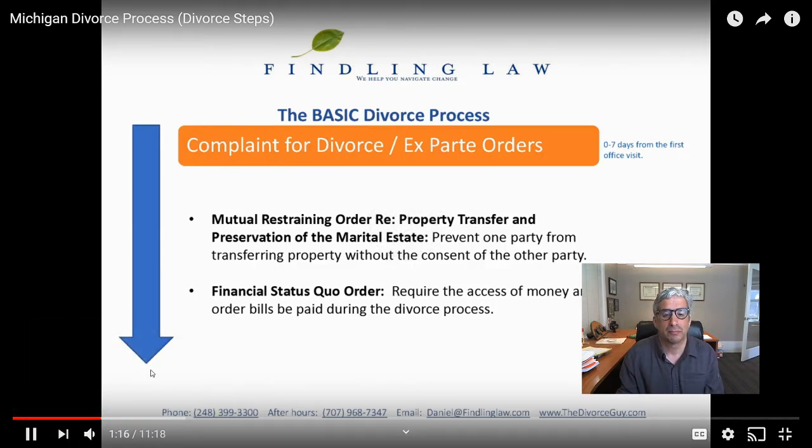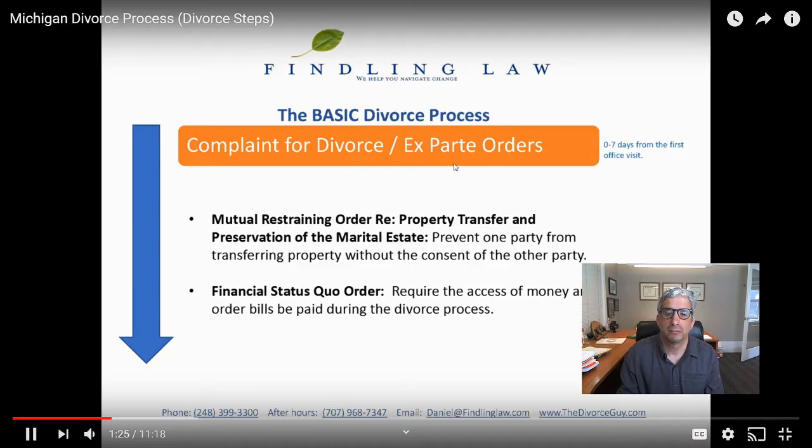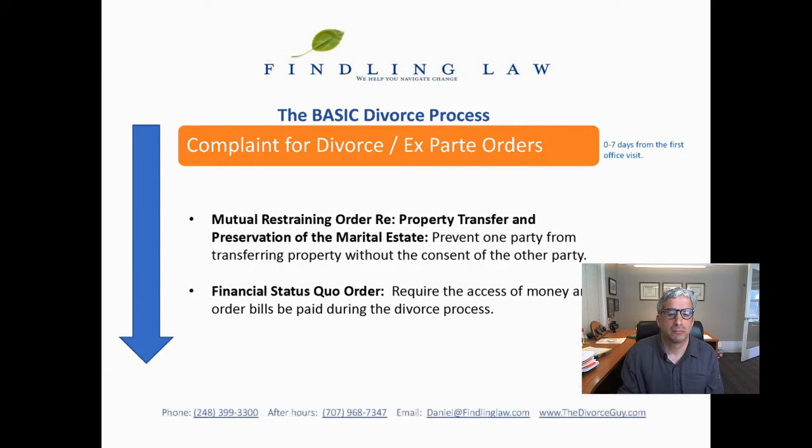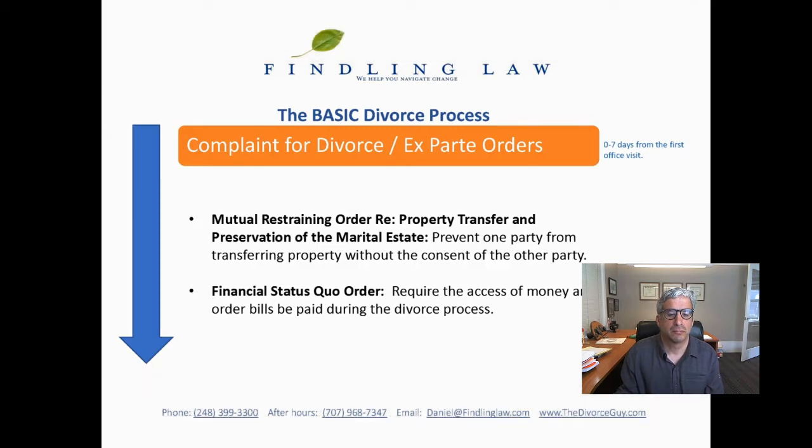Now, in many cases, we enter ex parte orders. Ex parte comes from the Latin, in the absence of the other party. What are these ex parte orders and why do we enter them? Well, the first type of ex parte order is called a mutual restraining order regarding property transfer and preservation of the marital estate. This order prohibits both parties from selling, encumbering, or transferring property during the divorce process without the consent of the other party. We do not want any major changes going on during the divorce process without the other party knowing about it.